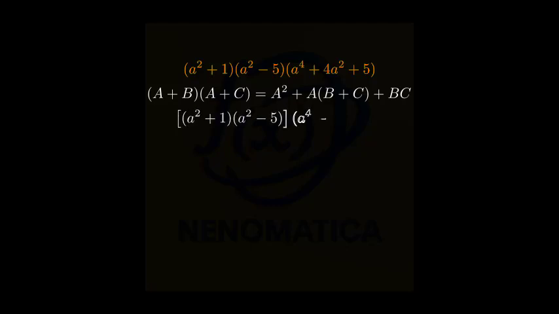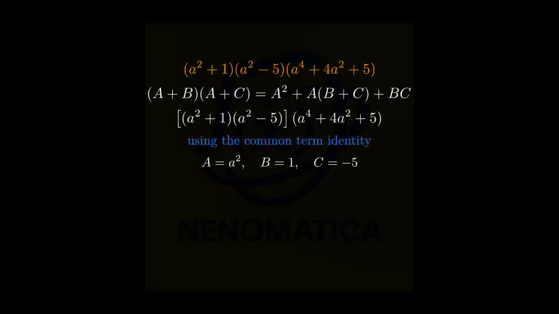We can rewrite this as the quantity a squared plus 1 times a squared minus 5, and then multiply by the third factor a to the 4th plus 4 a squared plus 5. Now, we'll apply the common term identity to the first grouping. If we let a equal a squared, b equal 1, and c equal negative 5, we can apply our common term identity. Applying the identity to our expression, we get a to the 4th minus 4 a squared minus 5, multiplied by our third factor, a to the fourth plus 4 a squared plus 5.